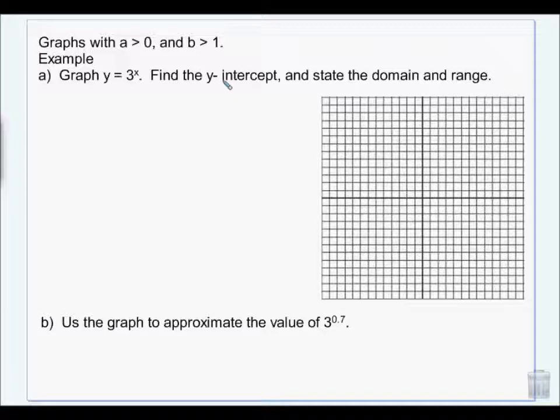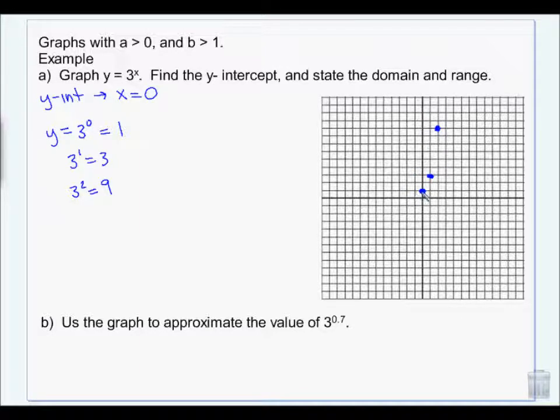So, to find the y-intercept occurs when x equals 0, right? So if y is equal to 3 to the power of 0, that means y is equal to 1. So the y-intercept is 1. And then we just try a couple of others. 3 to the 1 is 3. So when x is 1, I get 3. When x is 2, y is 9.